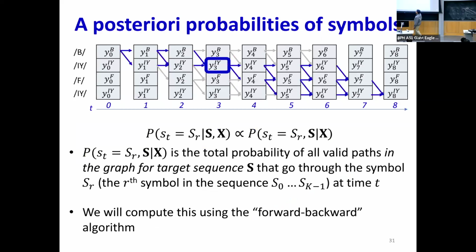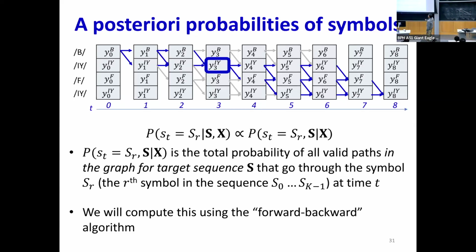So the key problem here is this. How do you compute these posterior probabilities? Now again, what we really want to do is compute the probability that this symbol aligned to this input, given that this was the complete sequence and this is the complete input. Does that make sense to you guys? Right? That in turn, just Bayes' rule, is proportional to the probability of all paths that go through this node. So here, and that is the probability that we really want to compute.